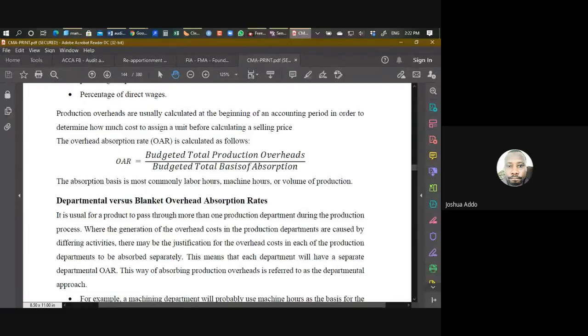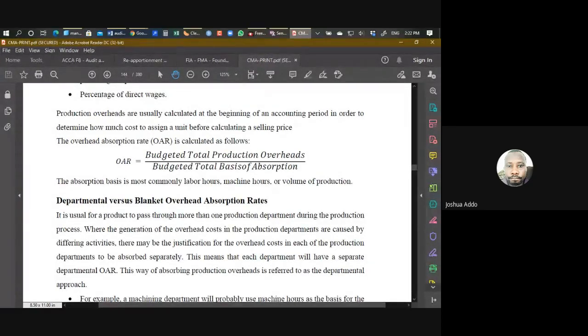Okay, any questions so far about the overhead absorption rate, which is the formula we use to compute the overhead charge that we load onto the product, and all the explanations around it? Any question? Okay, that's good. So let's continue.